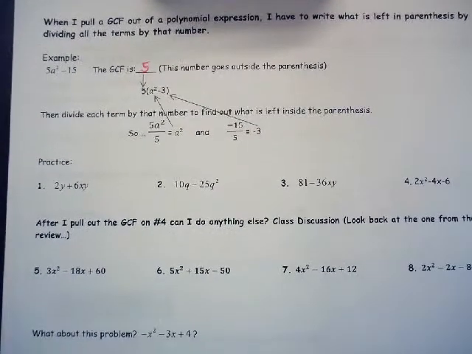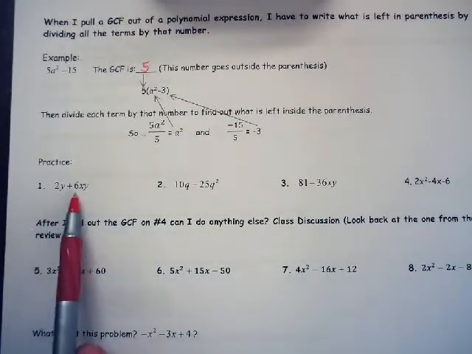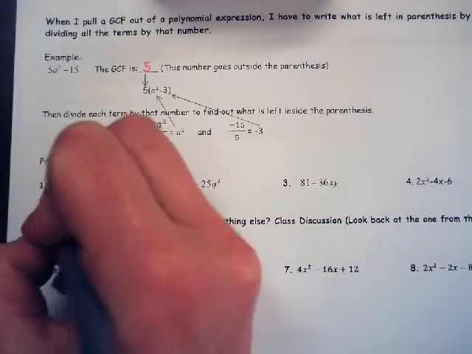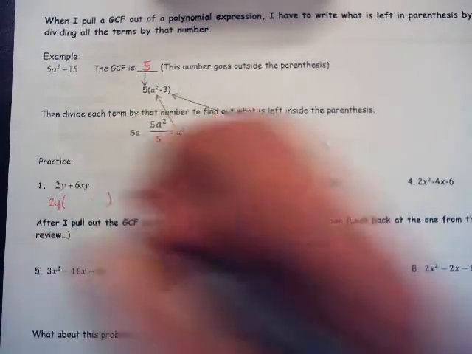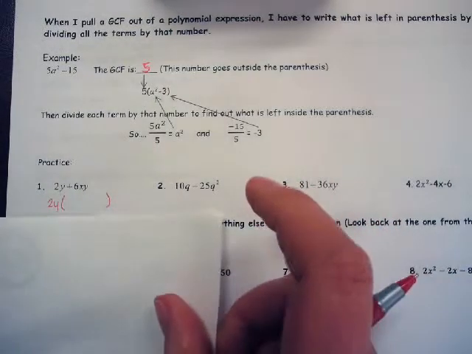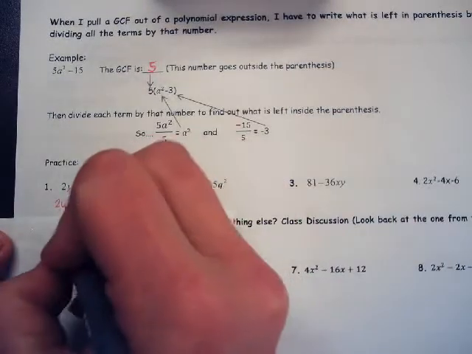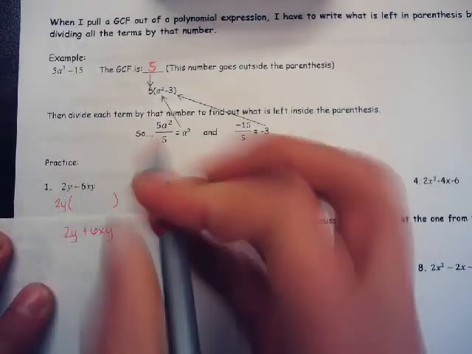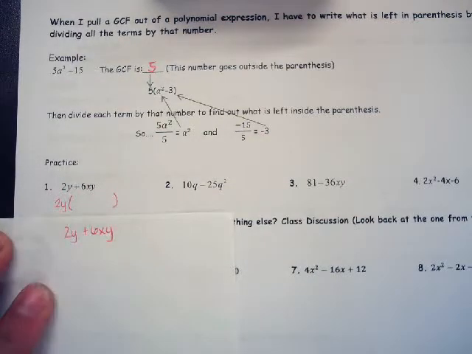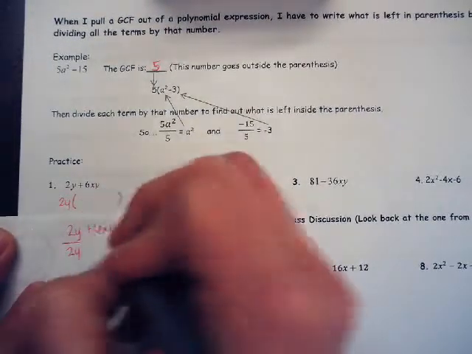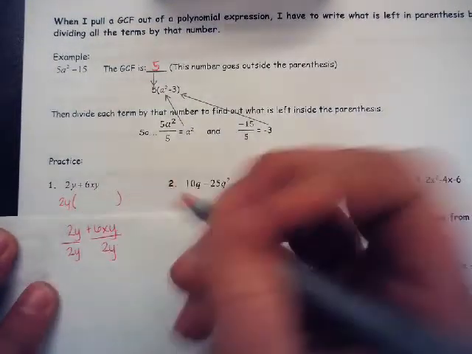Let's try this. So here we go on number 1. I have a 2y and a 6xy. So if I look at both of those, I know I can take out a 2y. Now be careful. This is a mistake I see all the time. Now I have to divide every term by 2y. So my original term was 2y plus 6xy. If I pull out a greatest common factor, that means I'm dividing everything by that. So let's divide 2y by 2y and 6xy by 2y.